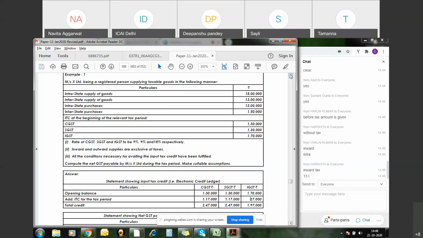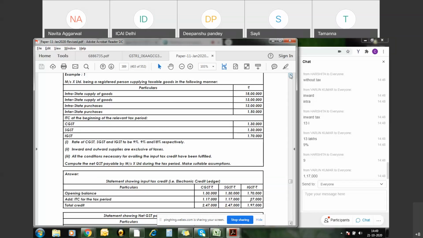On 13 lakhs, what rate is applicable? It is 9% for CGST and 9% for SGST. If we calculate 9%, yes, please compute. Use calculators, work it out. So now Varun, 1,17,000 is 9% of 13 lakh. The same figure is presented against CGST.